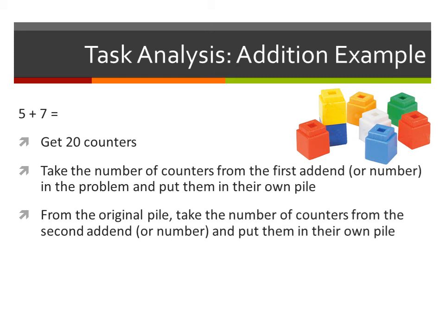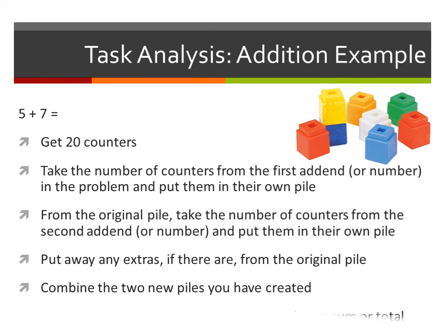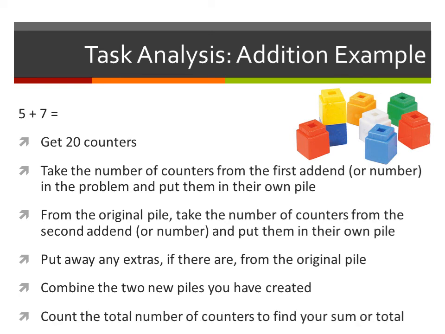Next, from the original pile, I would take the number of counters from the second add-in or number in the equation and put them in their own pile. In this case, that would be 7. Then I would put away any extras, if there were any, from the original pile. Then combine the 2 new piles that have been created and count the total number of counters to find your sum or total. Again, this can vary depending on the student's needs.